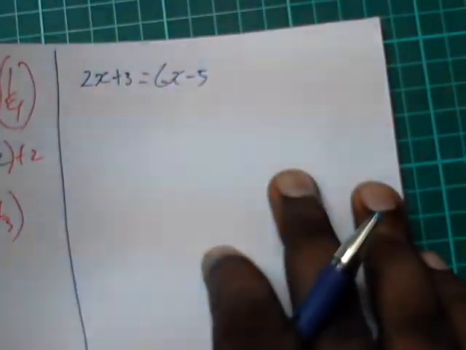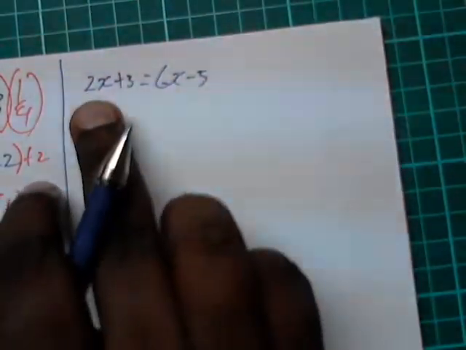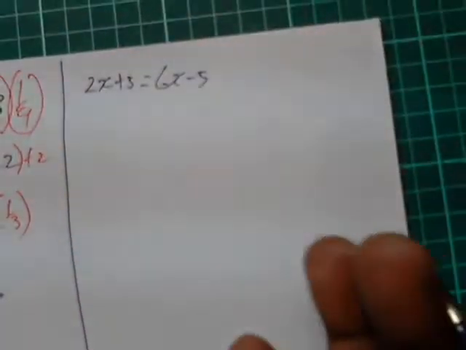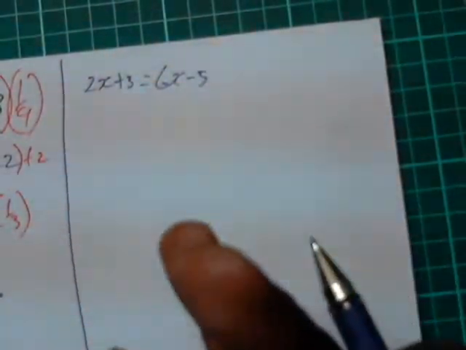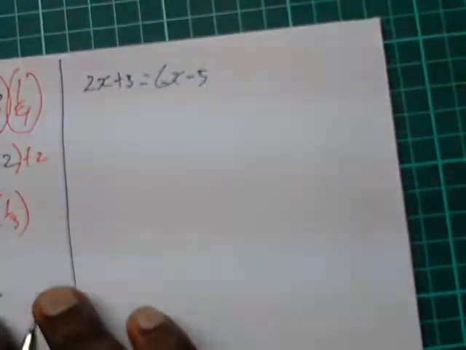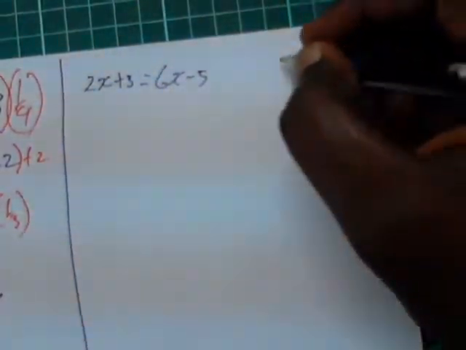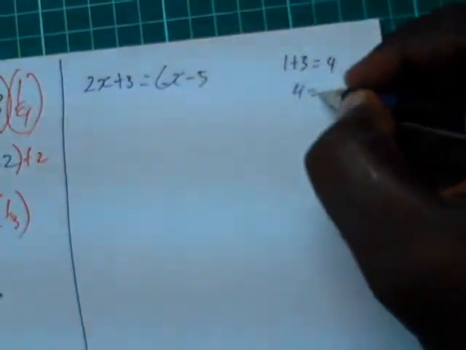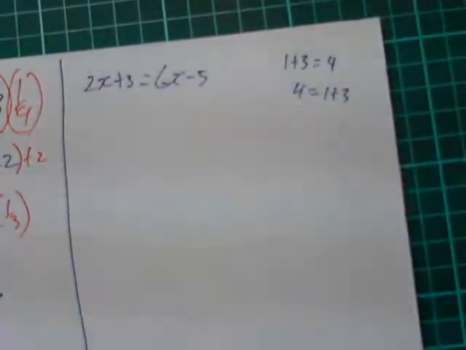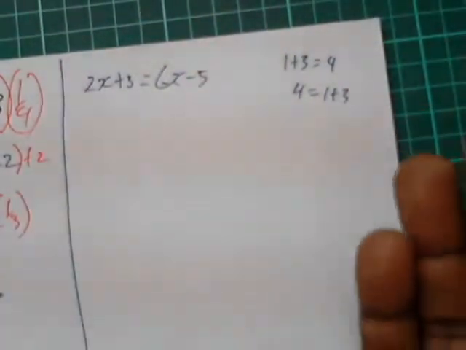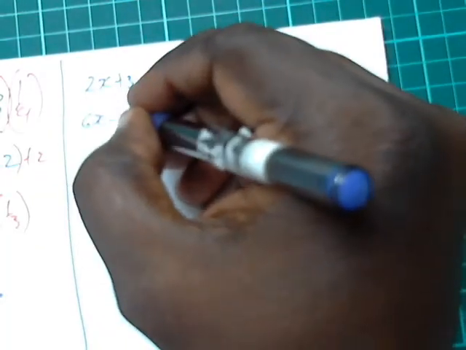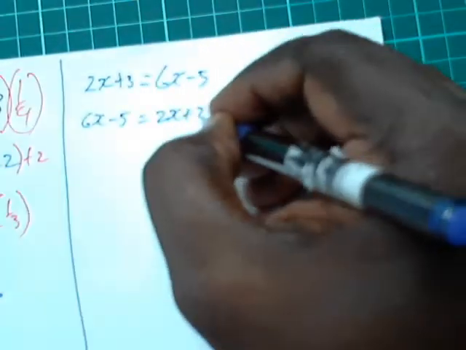Now, first thing is, do you want to kill the 6x or do you want to kill the 2x? The logical answer is keep the 6x, because it's bigger, right? And not only is it bigger, it's also positive. So you want to keep that 6x. You can rewrite this question just like if I say 1 plus 3 equals 4, then you can rewrite and say 4 equals 1 plus 3. You're allowed to switch the question back and forth because they are equal. Left equals right, therefore right must equal left. You are always allowed to do this. So I'm going to rewrite the question: 6x minus 5 equals 2x plus 3.